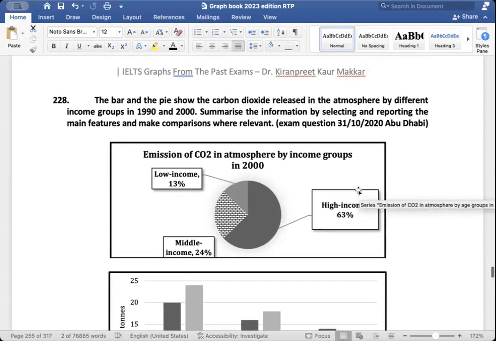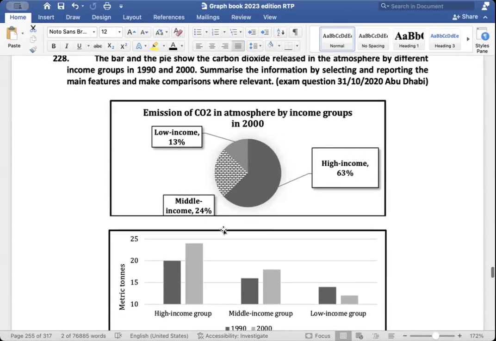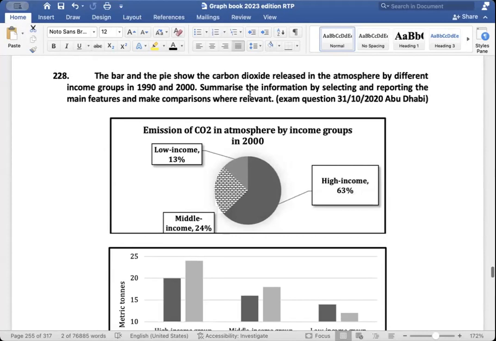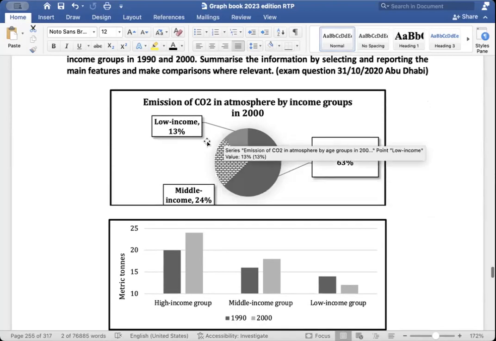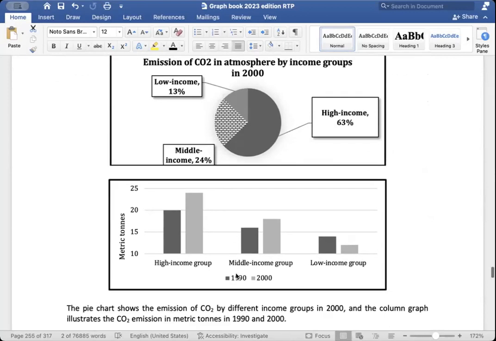This was also seen in 2020. This is a bar and this is a pie chart. They show the carbon dioxide released in the atmosphere by different income groups in 1990 and 2000. See, emission of CO2 in atmosphere by income groups in 2000. Low income group, how much CO2 did they emit? 13%. High income group, 63%. Middle income group, 24%.